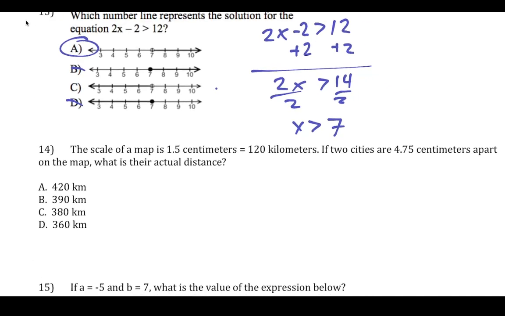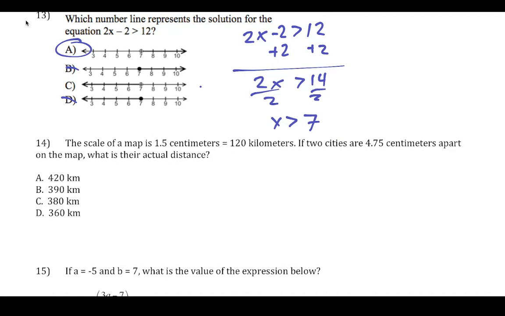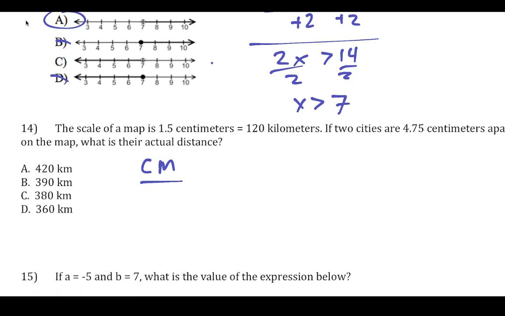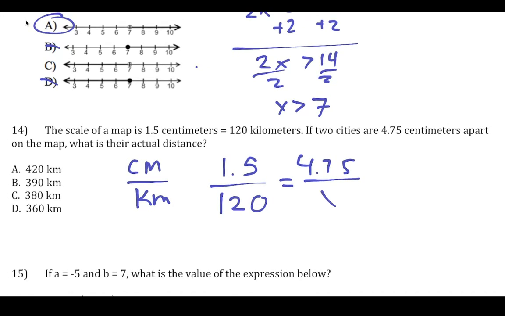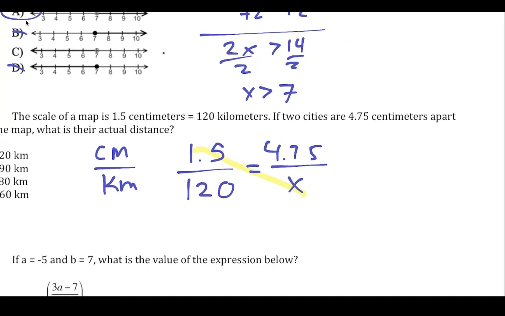The scale of a map is 1.5 centimeters. So we're comparing centimeters to kilometers. So here we go, centimeters to kilometers using a proportion. This is a proportional relationship. 1.5 compares to 120. If two are 4.75 apart on a map, what's their actual distance? So I'm going to cross multiply to get 1.5x is equal to 120 times 4.75.